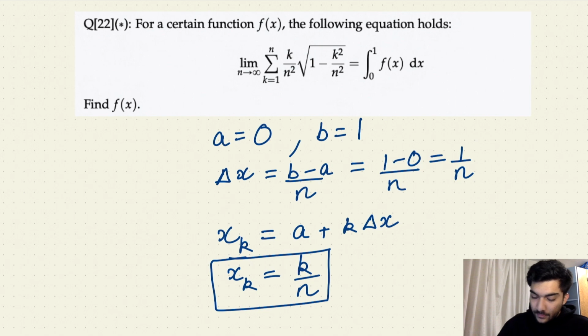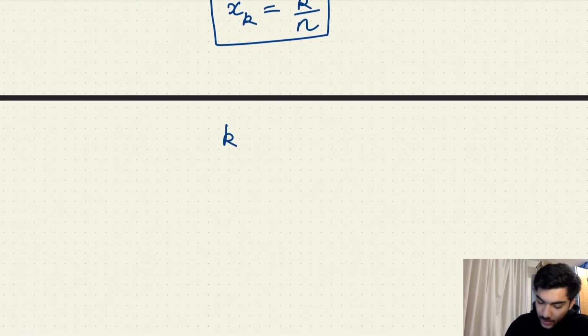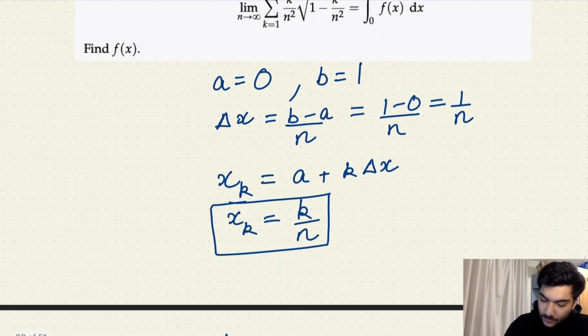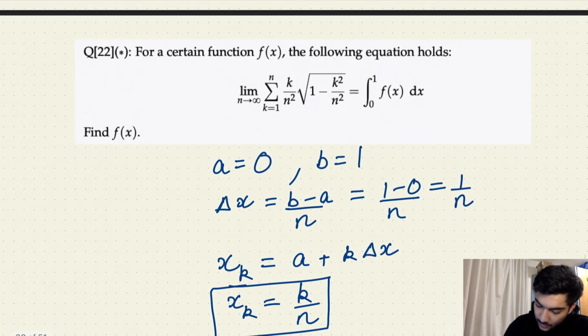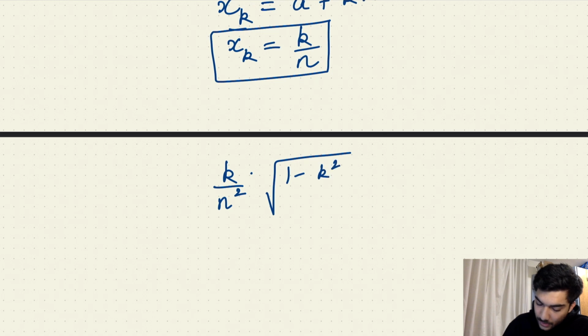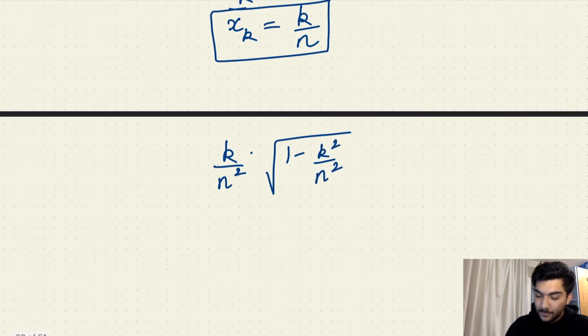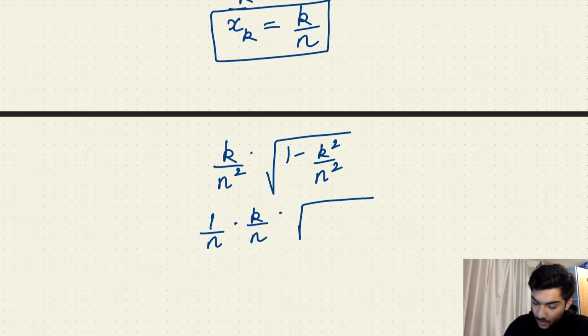I'll write the expression again. My expression is k by n square times the square root of 1 minus k square by n square. Now I know that I want k by n, so that I can change every occurrence of k by n to x. So I'll simplify this down. I can write k by n square as 1 by n times k by n, and I can write the square root expression as square root of 1 minus k by n whole square.